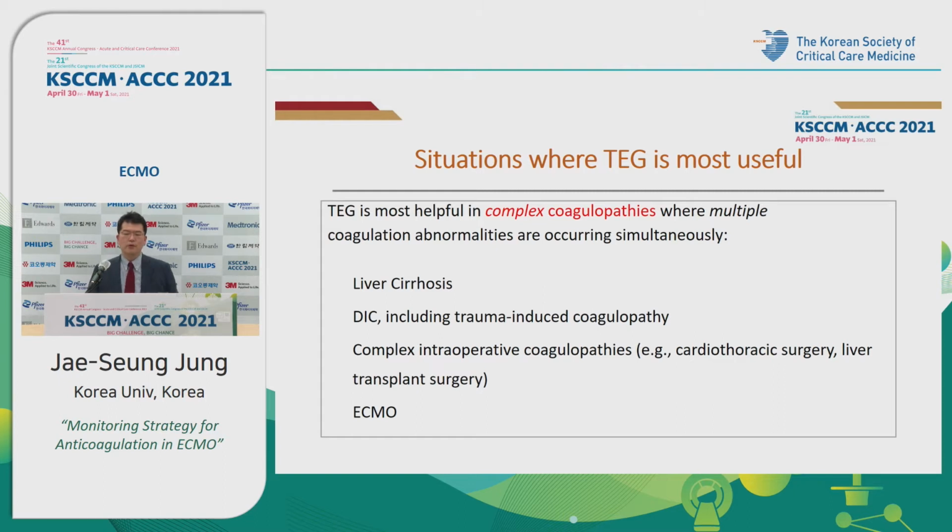TEG is most helpful in complex coagulopathies, where multiple coagulation abnormalities are occurring simultaneously, such as liver cirrhosis and DIC, including trauma-induced coagulopathy. And in other complex intraoperative coagulopathies, such as cardiothoracic surgery, liver transplantation, and ECMO.